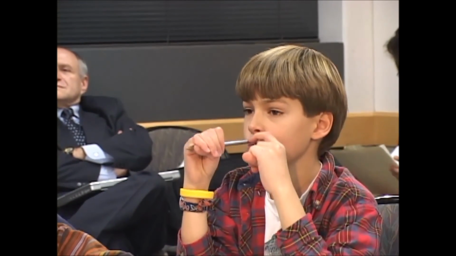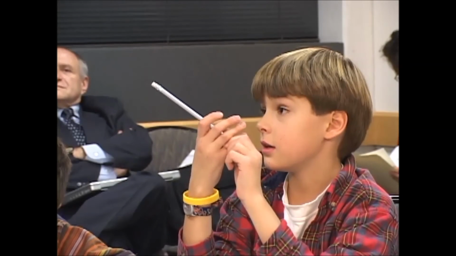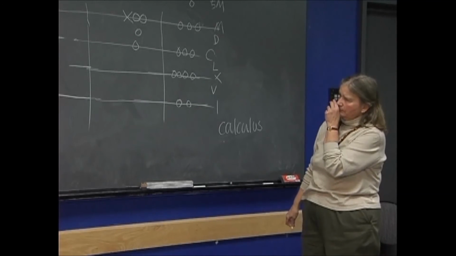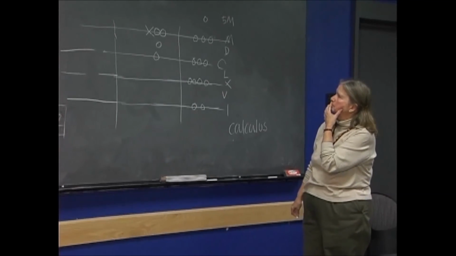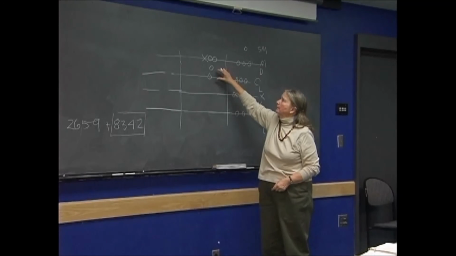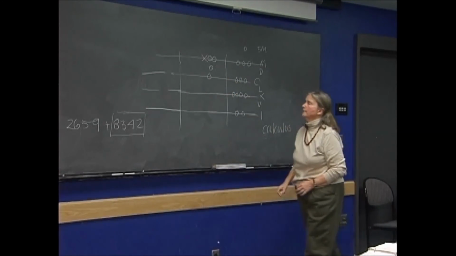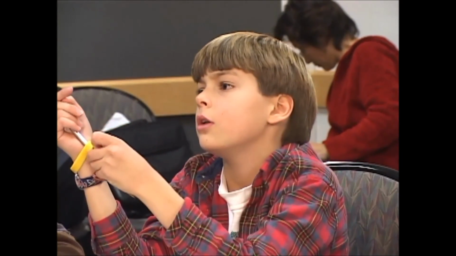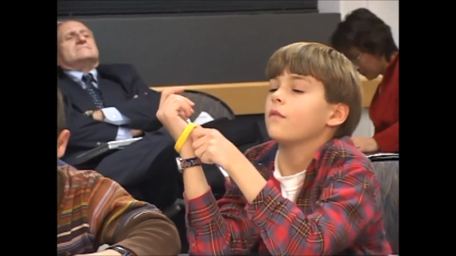Okay, 2,659. Can we do that first? Yes. So there's 2 with the M's. We want 2 of the M's. And then we want one of the D's and one of the C's. And then let's see, we want 3 X's. No, wait, we want 2 C's actually. No, sorry, I was wrong. So we have our 2,000 and our 500 and 100 makes 600. So then 50 would be one L. And then we need one V and 4 ones.